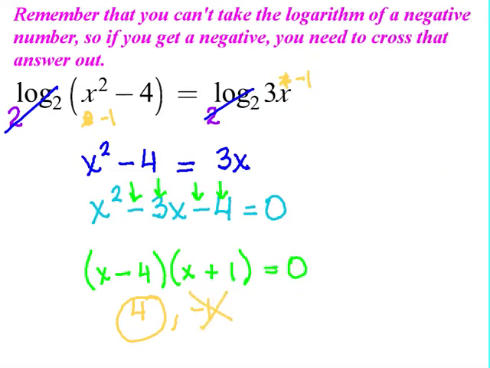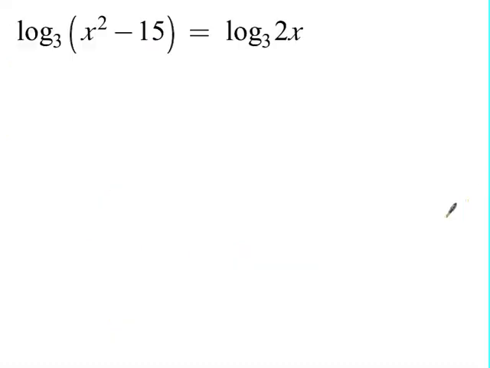You cross it off. You always cross off. Well, it depends if you plug it in and you get a negative there, because you can't take the logarithm of a negative number. Let's look at another one. Log base 3 of x squared minus 15. So what are you going to do to both sides? 3. So then what ends up happening when I do that is those end up crossing off.